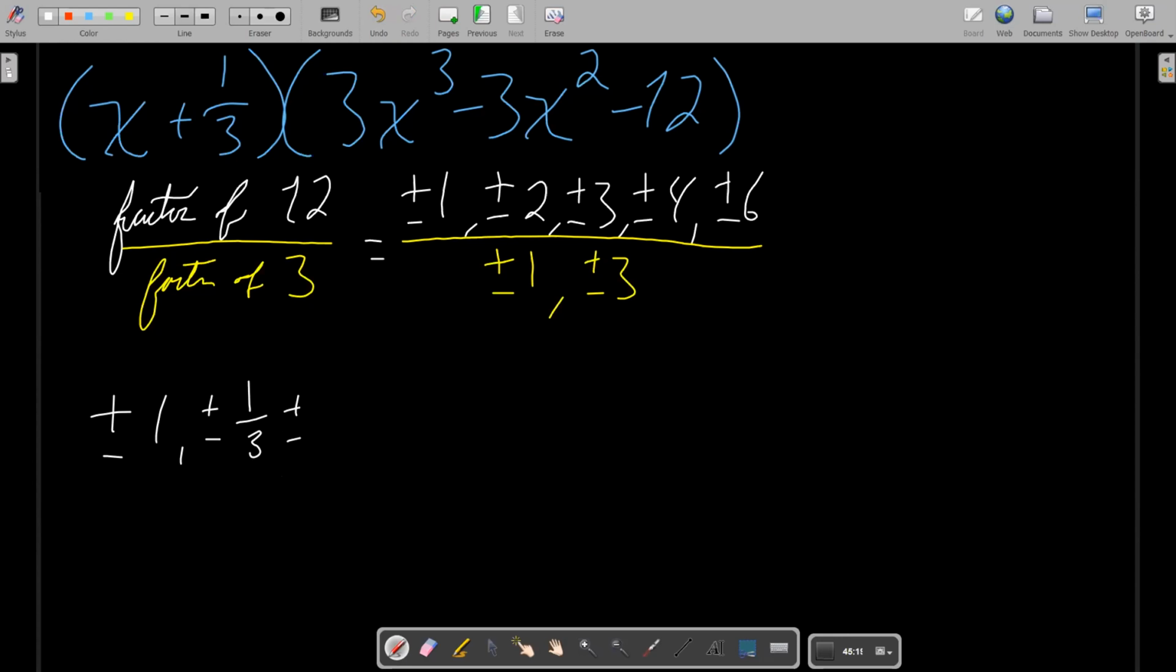That's a good little 3. That's the best little 3 I've made all semester. Plus or minus 2, plus or minus. Yeah, see, that's what my normal little 3s look like.